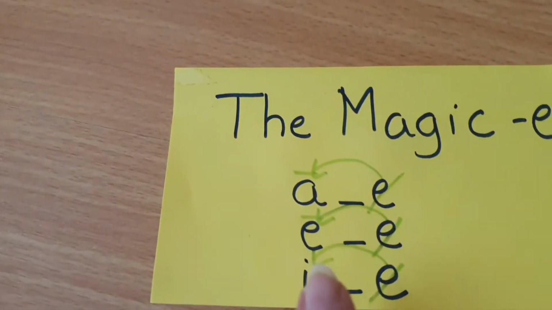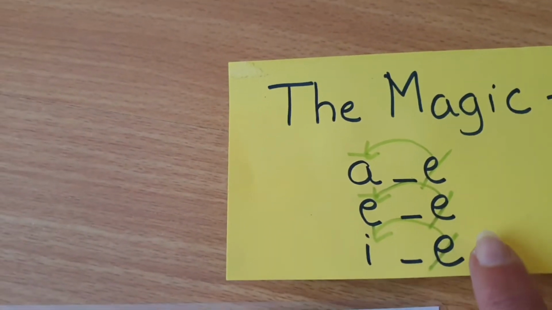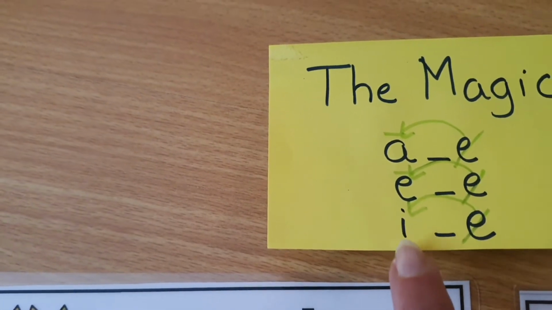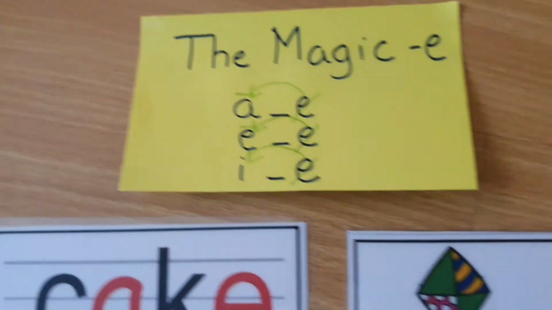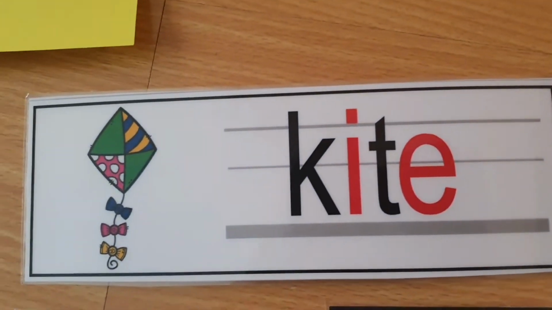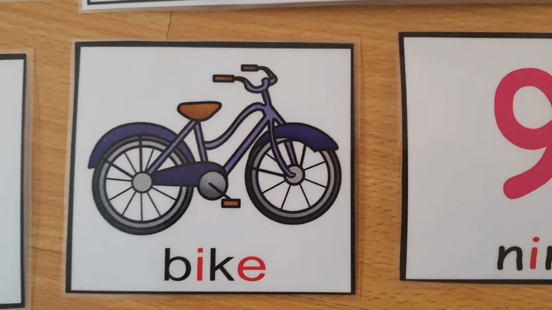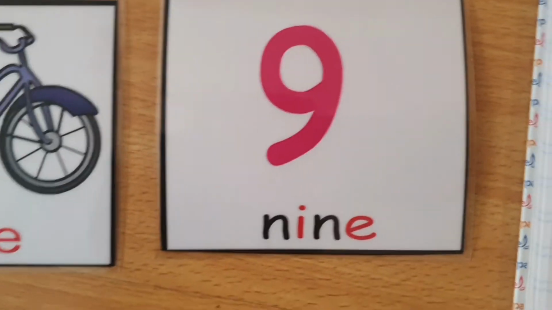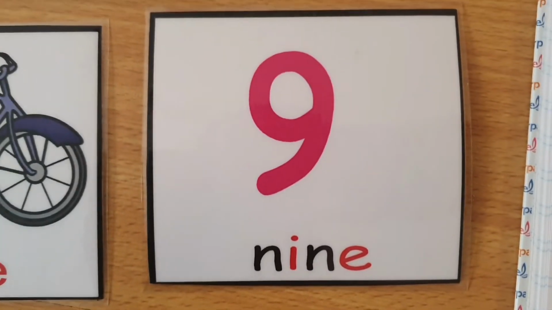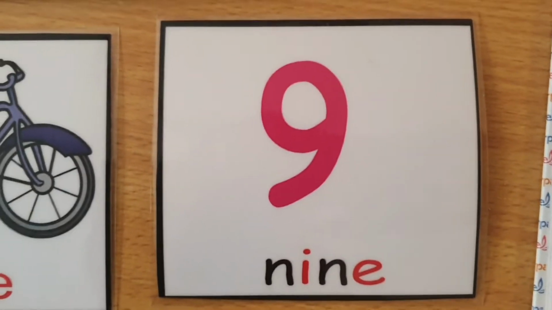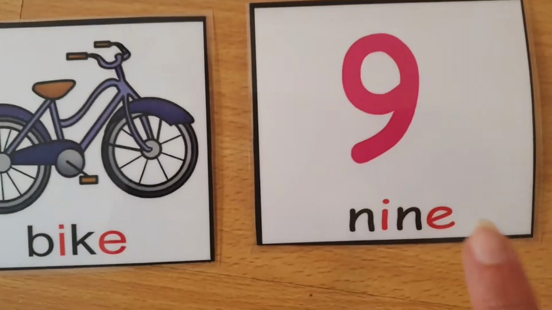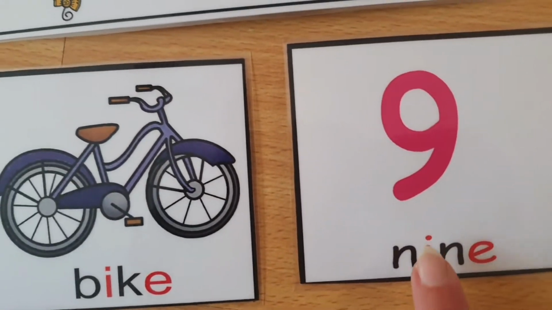The magic E makes the I say I, like in, what is this? A kite, a bike, and the number 9. We don't say nine. No, no, no. We say 9. The magic E is quiet, makes the I say I.